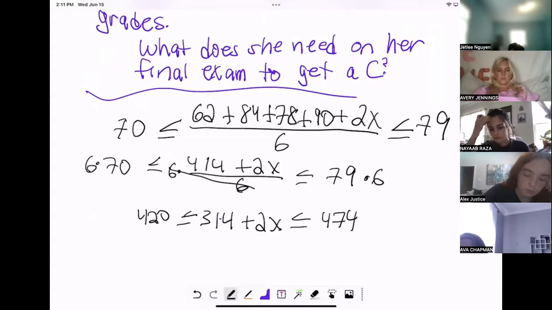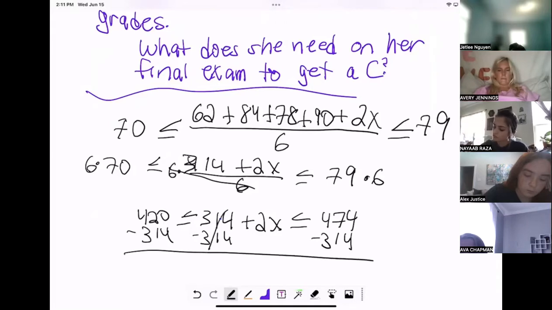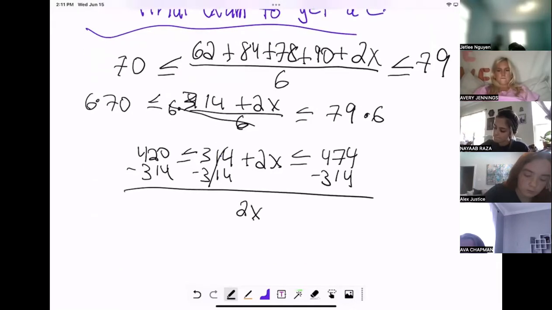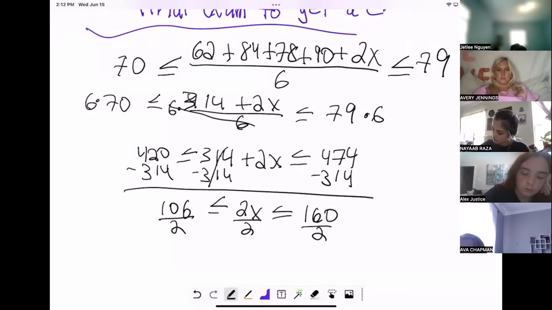Okay, then we have to subtract 314 from all the sides, because we're going to try to get to x. So we have 2x is less than or equal to. So 420 minus 314 is 106. 474 minus 314 is 160. And now I'm going to divide everything by 2. All right, half of 106 is 53, and half of 160 is 80.